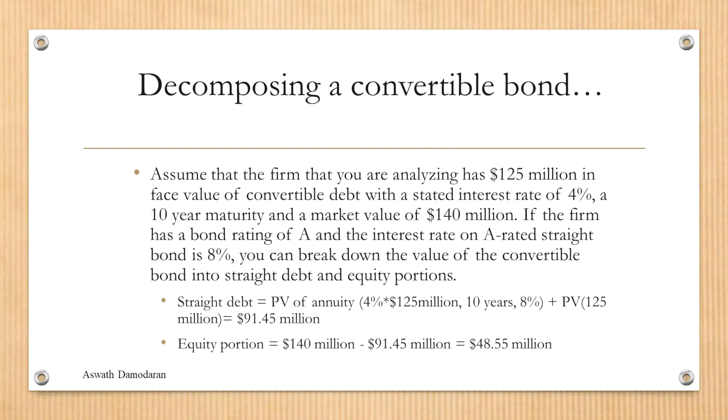And the difference between the market value of this convertible bond and the market value of this straight bond would be the option value of this convertible bond, which is $48.55 million US. So here we decompose this 140 million US convertible bond value into two parts. One is the straight debt value, which equals $91.5 million US, and the option value, which belongs to the equity proportion of the capital, which is equal to $48.55 million US.